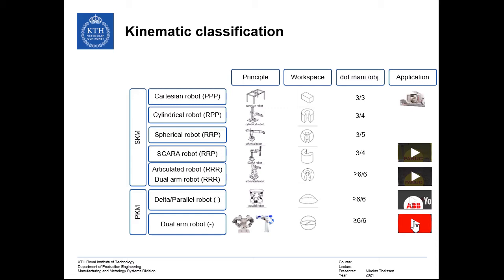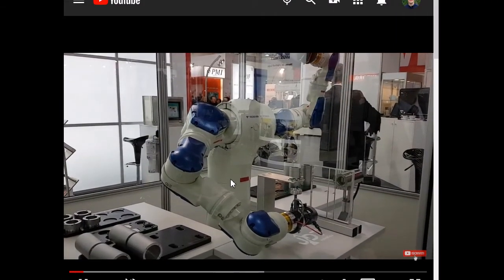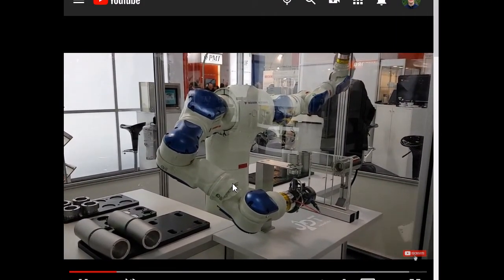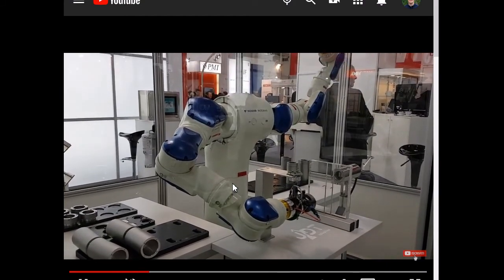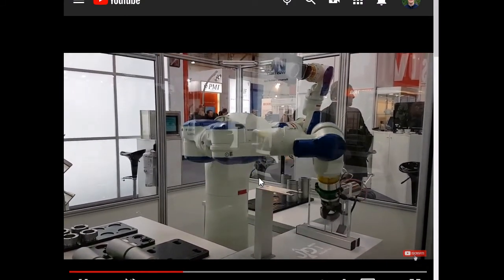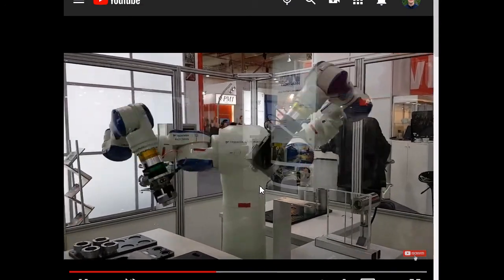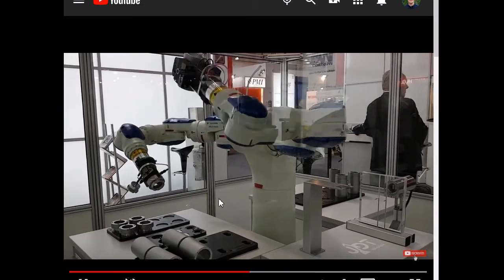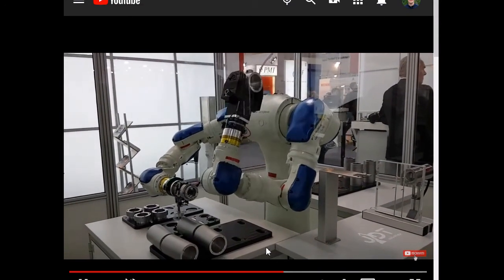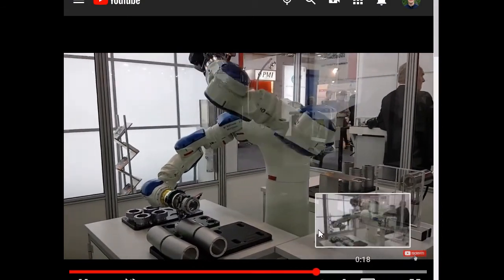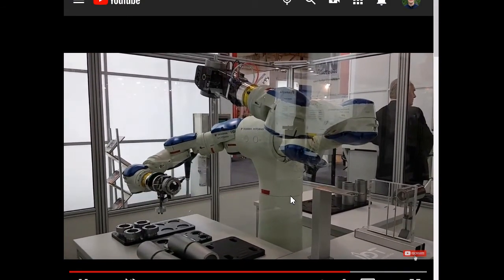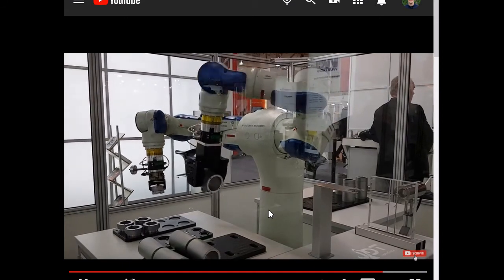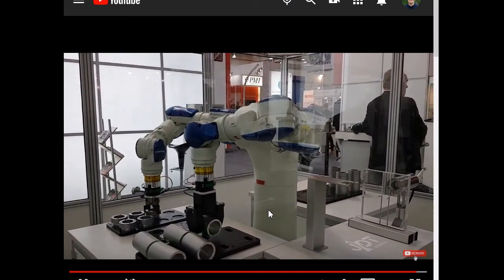Let's look into its most common application. Here you can see the Yaskawa Motoman SDA series, which is a dual-arm robot that is most commonly used in human-robot collaboration. A lot of these human-robot collaborative tasks involve the assembly of pieces.